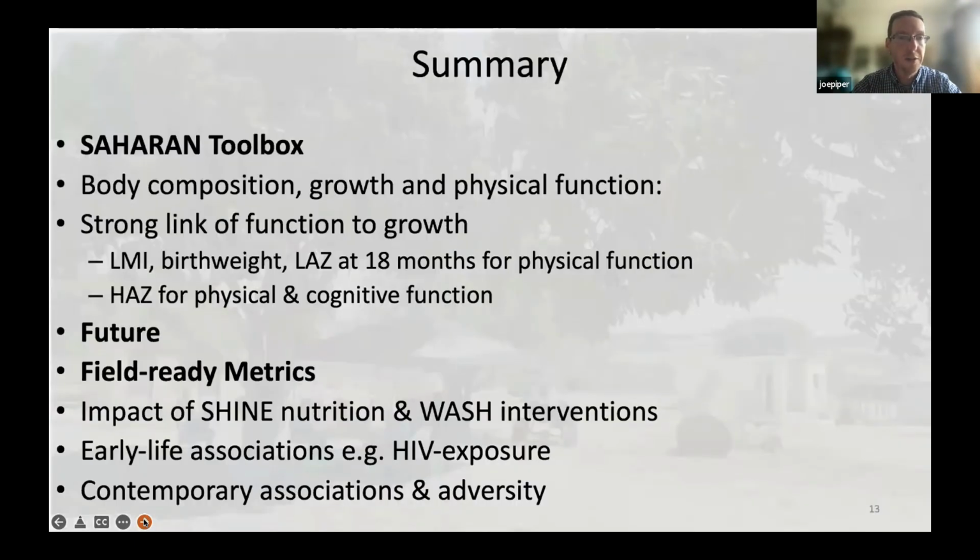So just to summarize, I've talked about the Saharan Toolbox, talked about how we've developed this strong signal of function to growth, and really looking at the future. We really want to develop these field-ready metrics, as well as understand a whole range of the sort of exposures within this very rich data set.